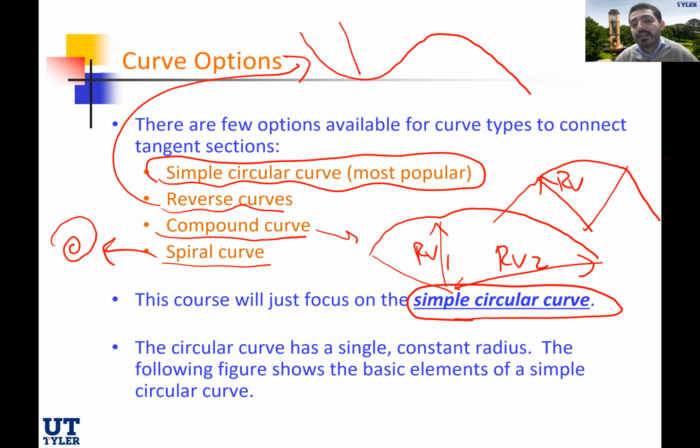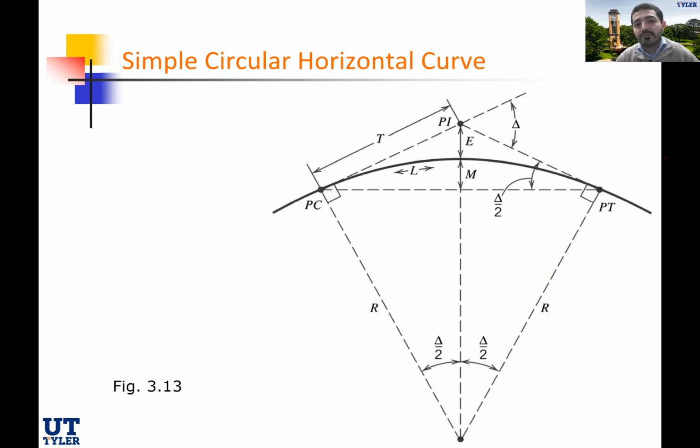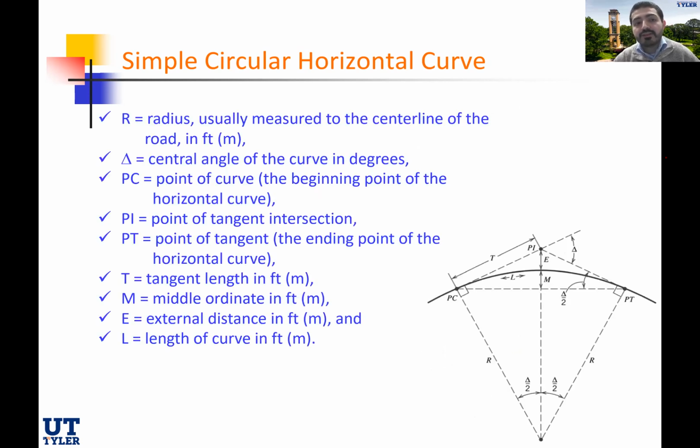The following figure shows you the basic elements of a simple circular curve. These are the major components of a simple circular horizontal curve, and I'm going to define every one of these components. The very first one that we just talked about is the R. This is the radius, which is usually measured to the center line of the roadway, in feet.